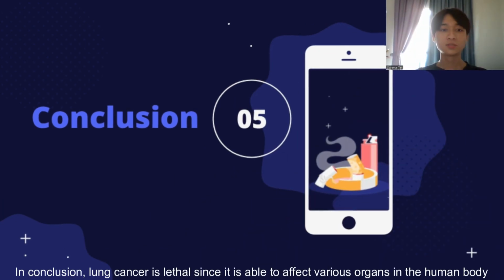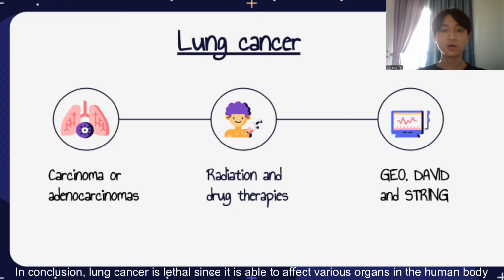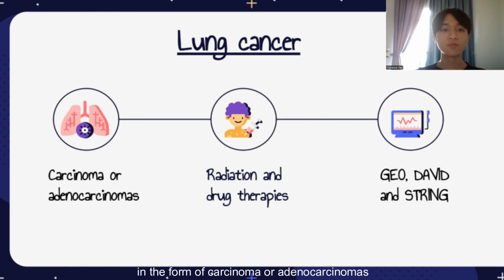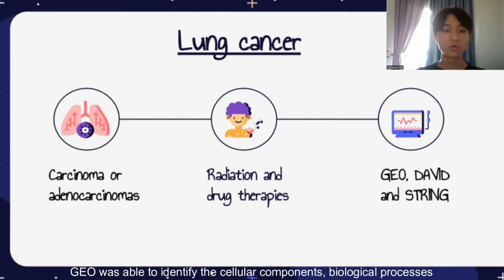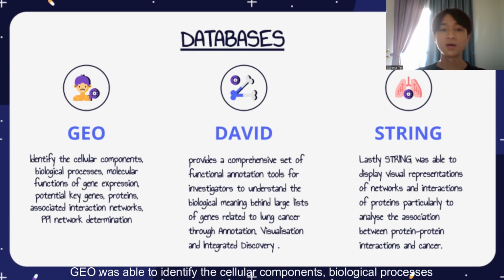In conclusion, lung cancer is lethal since it is able to affect various organs in the human body in the form of carcinoma or adenocarcinoma. However, it can be treated with various radiation and drug therapies. The 3 databases that contributed to providing important information regarding lung cancer were GEO, DAVID, and STRING. GEO was able to identify the cellular components, biological processes, molecular functions of gene expression, potential key genes, proteins, associated interaction network, and PPI network determination.